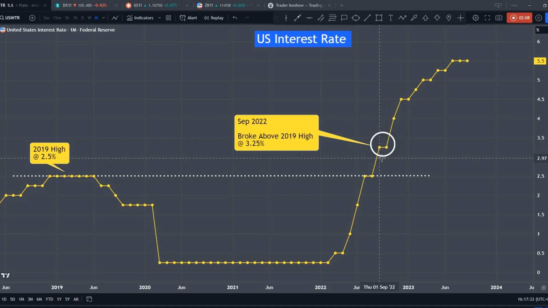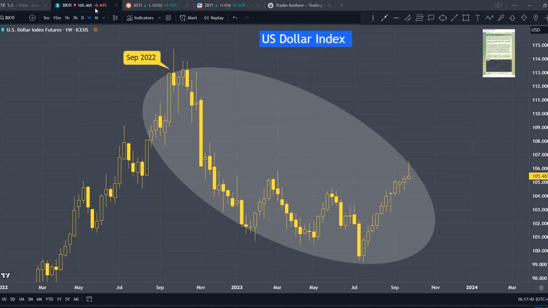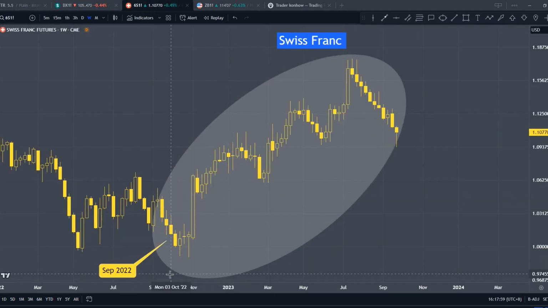Earlier we discussed that with a higher interest rate, it should bring attractiveness to the US dollar. Now let's look at September 2022. What we're seeing here is that it is a turning point for the US dollar. The dollar index got weaker after September 2022.